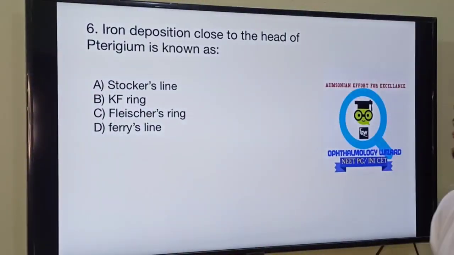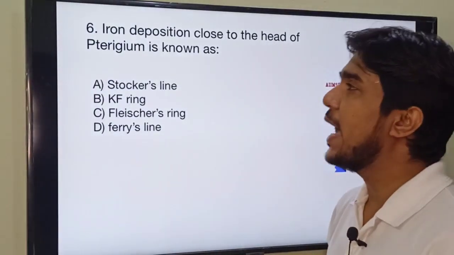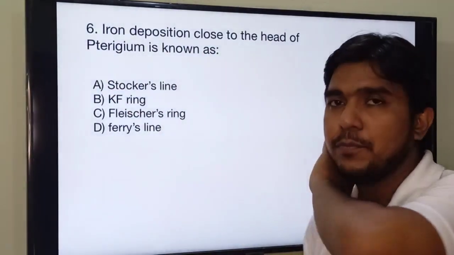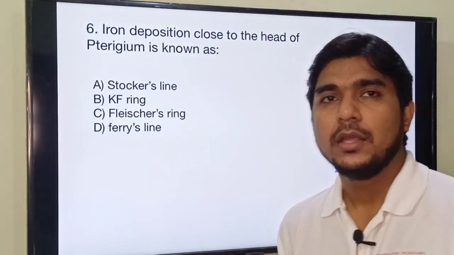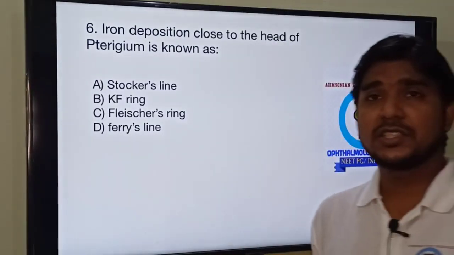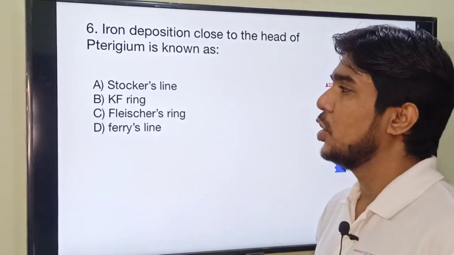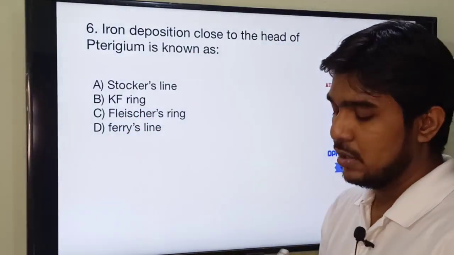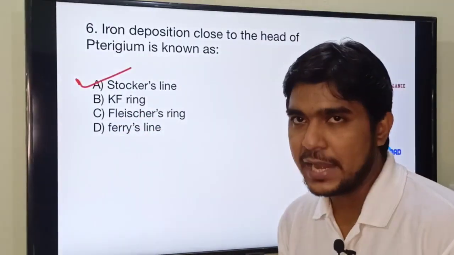Coming to the 6th question. Iron deposition close to the head of the pterygium is known as? Very important question. Anyone? So the answer, just click. The options are Stocker's line, KF ring, Fleischer ring, Ferry's line. The answer is Stocker's line.